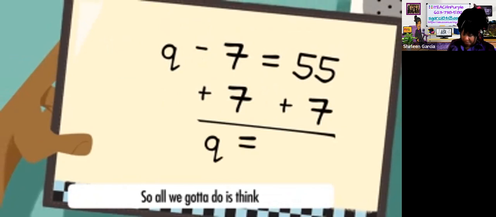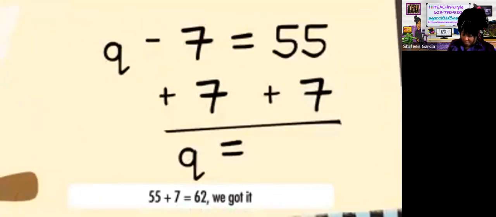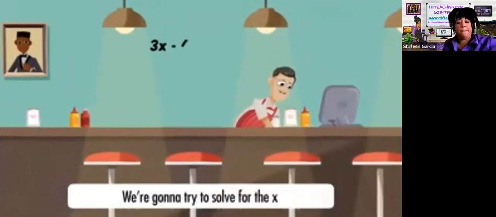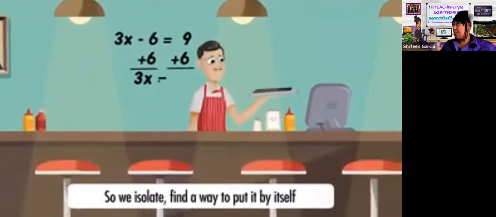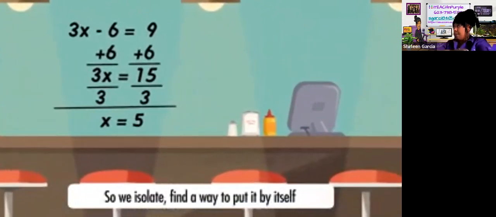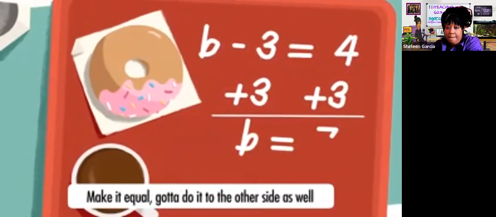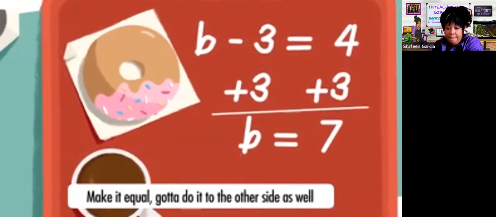So all we gotta do is think: 55 plus 7 equals 62. We got it. Q is 62. We're gonna try to solve for the X, so we isolate. Find a way to put it by itself. I know that if I add, multiply, divide, or subtract, to make it equal I gotta do it to the other side as well.